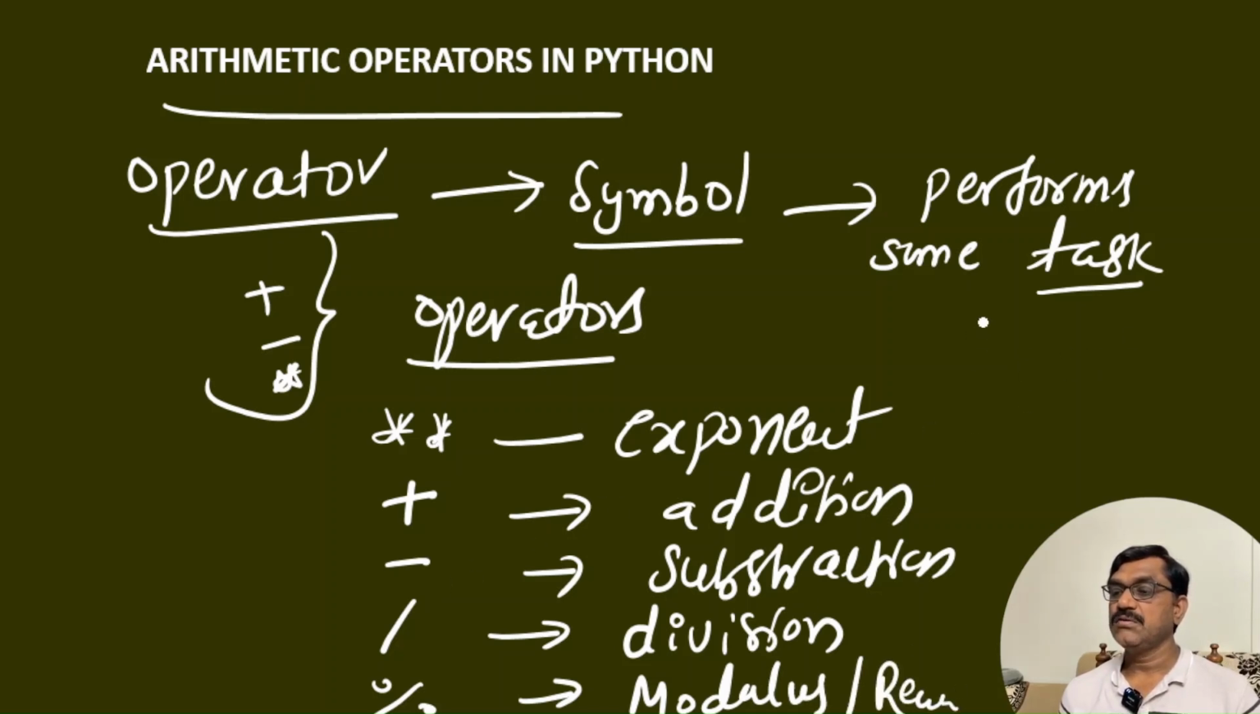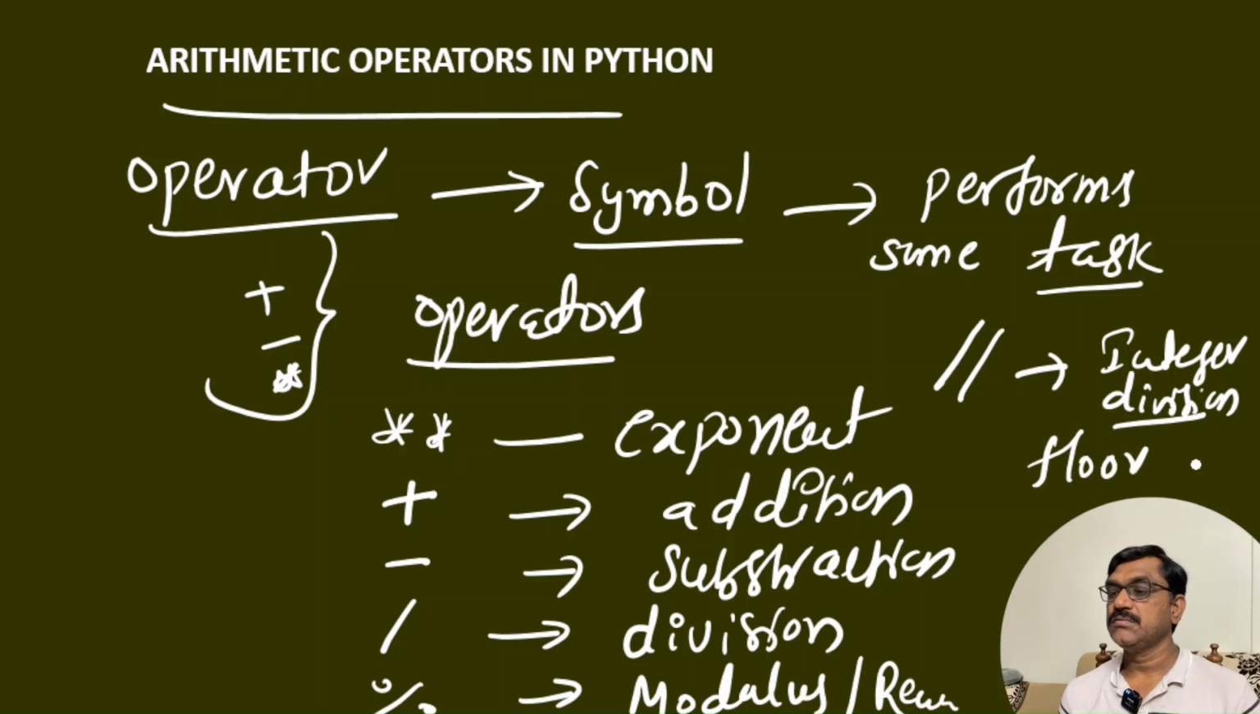After this, we have double slash. This is called integer division, or we can say floor division. You can also say it as floor division. Next, we have multiplication. Star. Star stands for multiplication.